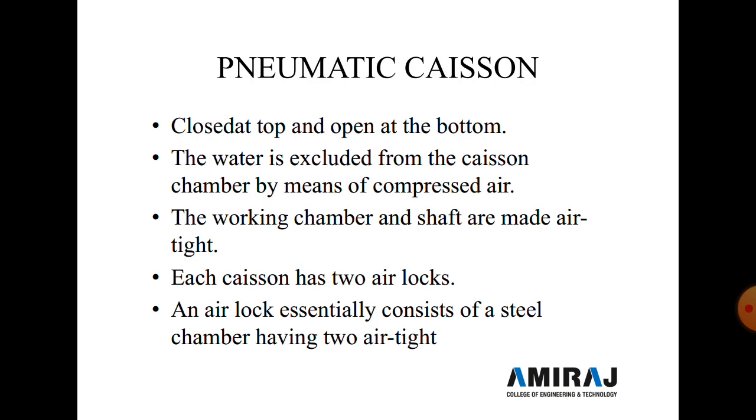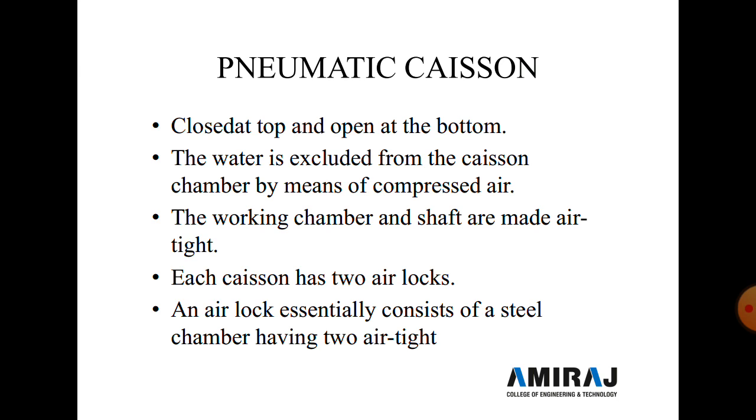Next type of caisson is a pneumatic caisson. This type of caisson is closed at the top and open at the bottom. Water is excluded from the caisson chamber by means of a compressor. The working chamber and shaft are made airtight in order that the workman may carry out excavation work underneath the caisson, and the water may not find its way inside from below. The pressure of the compressor in the shaft is kept just higher than that of the water at the depth.